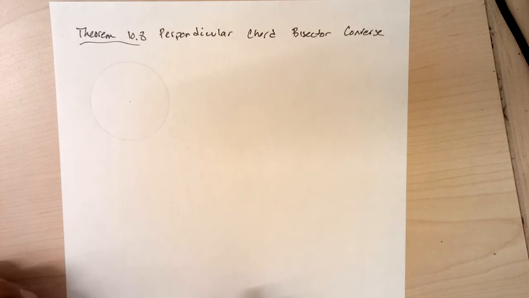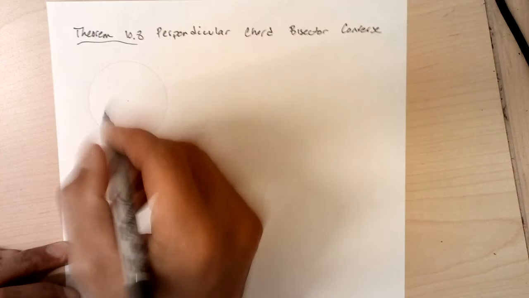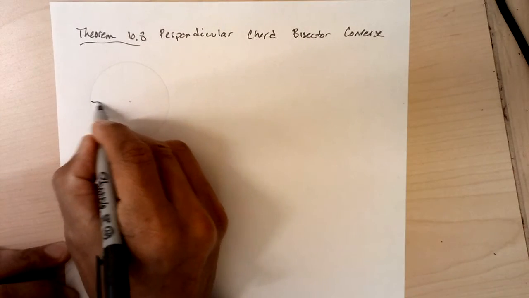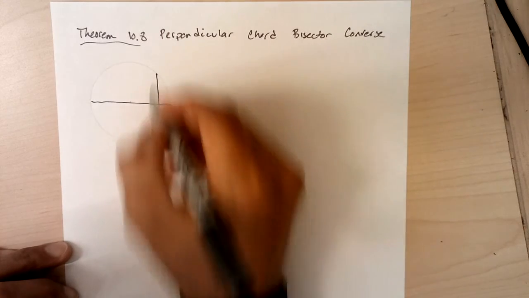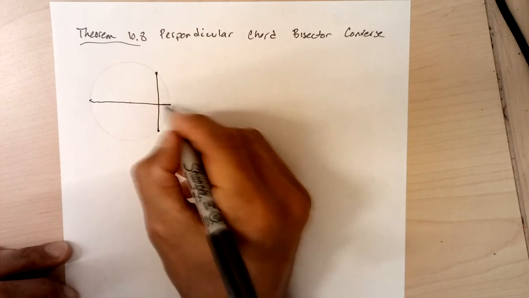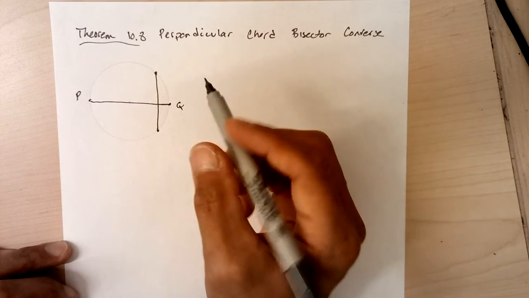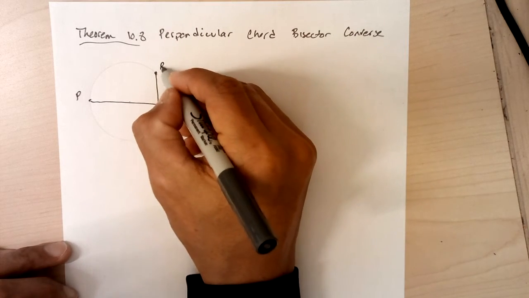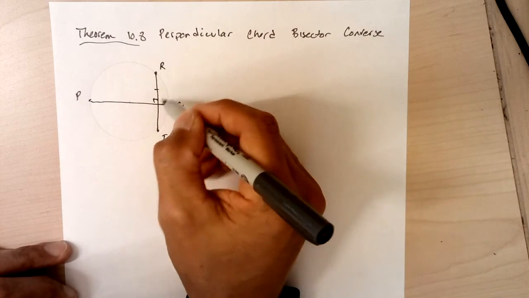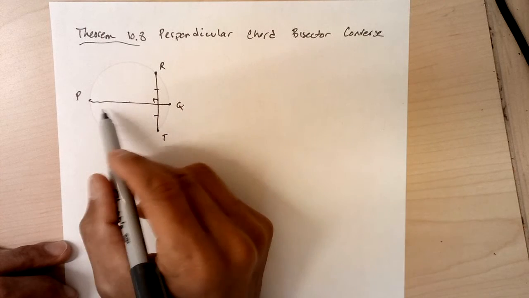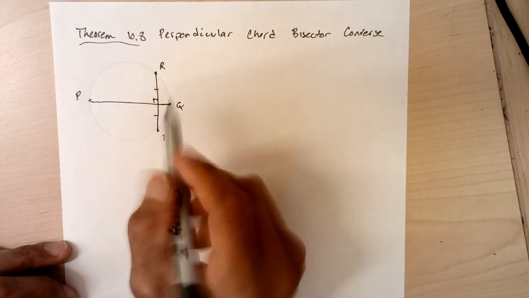If you have a chord of a circle and it's the perpendicular bisector of another chord, so here's a chord of a circle. If it's the perpendicular bisector of another chord, so here's the other chord. Let me label these. So if chord PQ is a perpendicular bisector of chord RT, 1, it would be perpendicular. 2, it would cut that chord into 2 congruent parts. Then that chord that is the perpendicular bisector has to be a diameter.